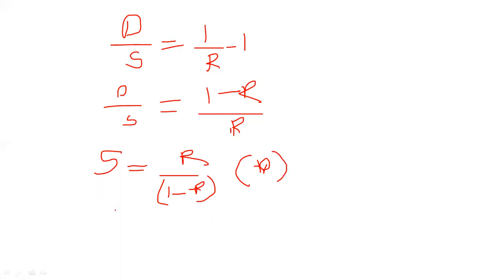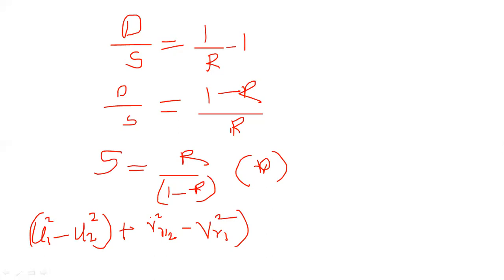So what are our static components? Static components are U1 square minus U2 square plus VR2 square minus VR1 square. These are equal to R divided by 1 minus R into the dynamic component, that is V1 square minus V2 square. This is equation number 2, which I have written on the slide, which is coming directly in this form.